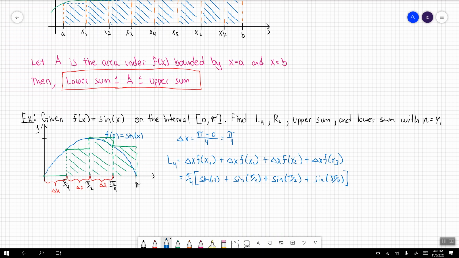Now, we know that sine at 0 is 0, which means we get 0 plus sine at pi fourths. Sine at pi fourths should be root 2 over 2. Sine at pi halves is 1. Sine at 3 pi fourths is once again root 2 over 2.